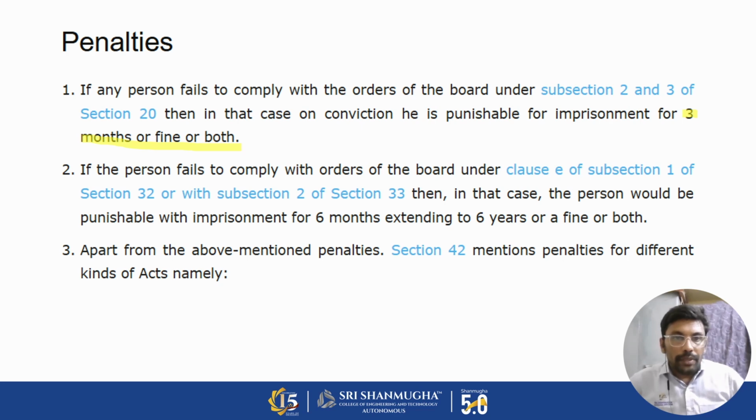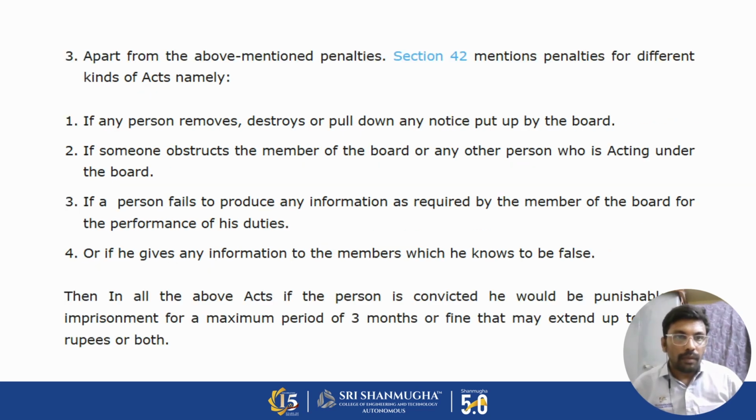Apart from the above mentioned penalties, section 42 mentions the penalties for different kinds of acts, namely: if any person removes or destroys or pulls down any notice put up by the board; if someone obstructs a member of the board or any other person who is acting under the board; if any person fails to produce any information as required by a member of the board for the performance of his duties; or if he gives any information to the members which he knows to be false.